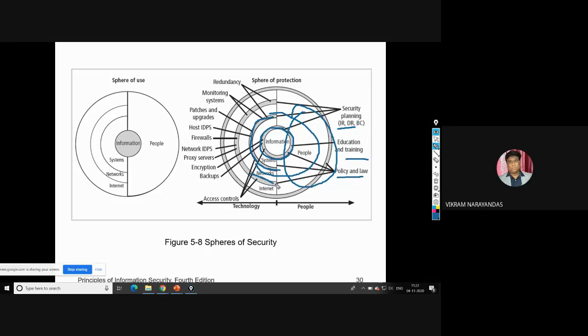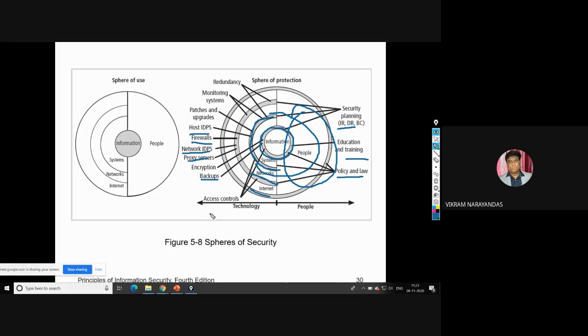Similarly for networks, for the internet, we are giving some access controls for the internet, networks as well as the systems. If it is a network, it is network intrusion detection systems, firewalls, host intrusion detection systems, proxy servers, backups. Most important is backups here. You want to keep the redundancy of your data. If any system is crashed, your data may be gone. So to avoid that, we need to keep multiple backups here.